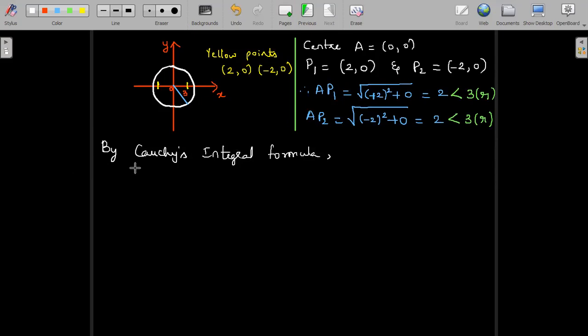Well, I'll just write down the formula first. Integral over C f of z divided by z minus a dz is equal to 2 pi i into f of a. Now for the first integral and for the second integral, I will respectively take f of z is equal to 1 and a is equal to 2 and -2 respectively. So let us apply this particular expression for both the integrals in equation 1.